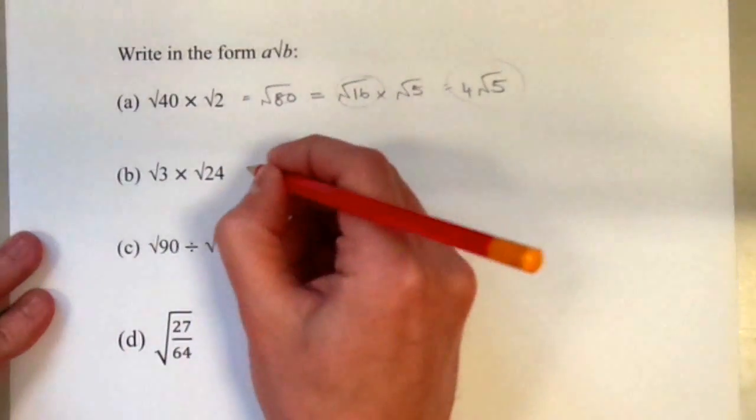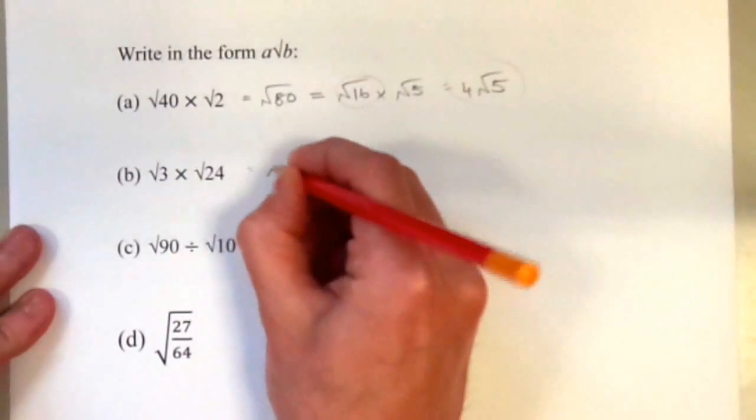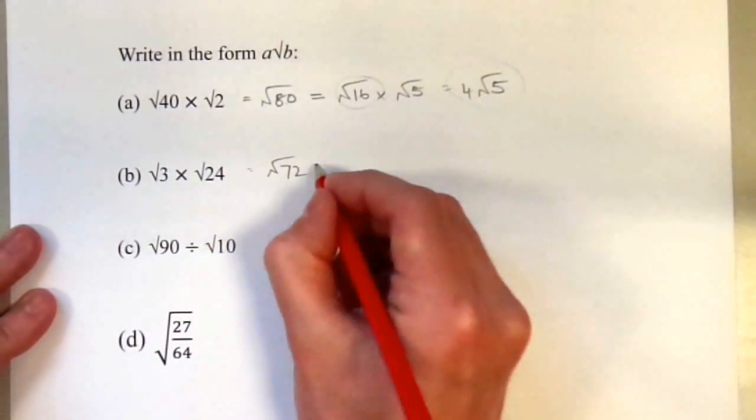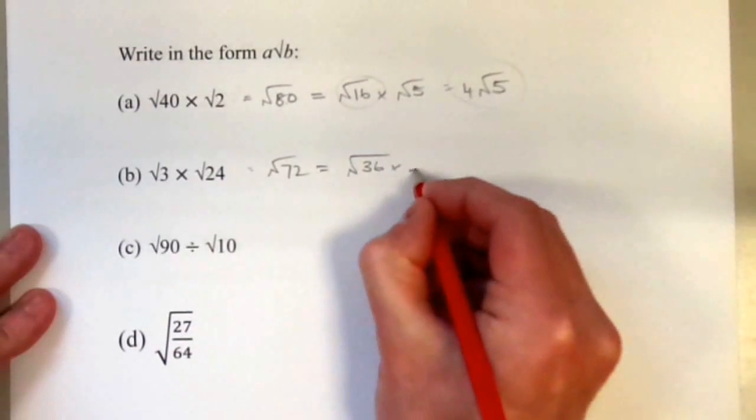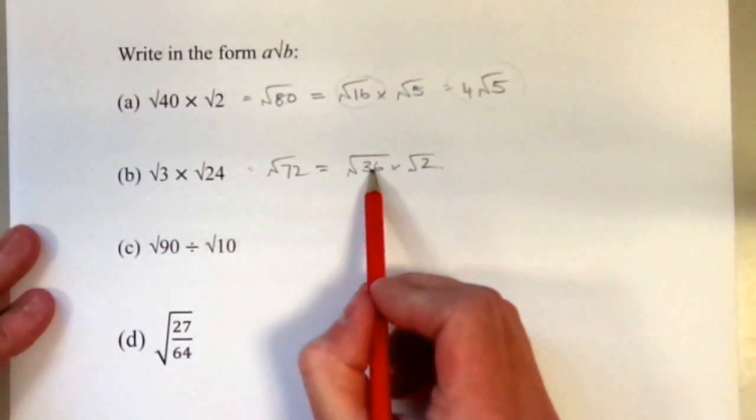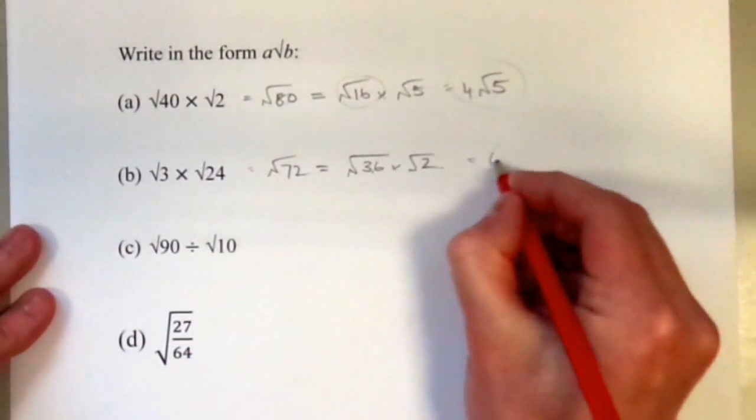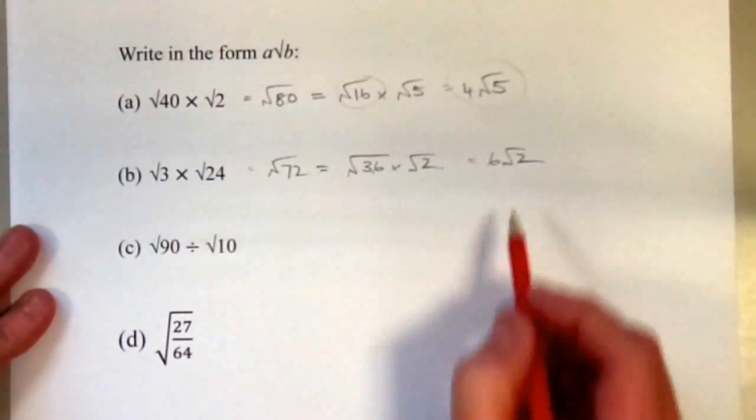Same thing in part B. 3 times 24 is 72, so that's the same as root 72. But then we can break down 72 into a different pair of factors where one of them is a square number. Root 36 is 6, so that's the same as 6 root 2.